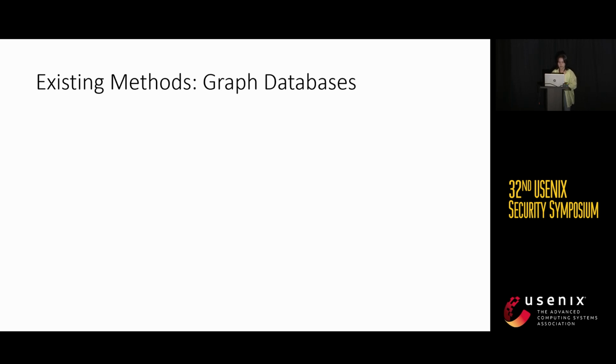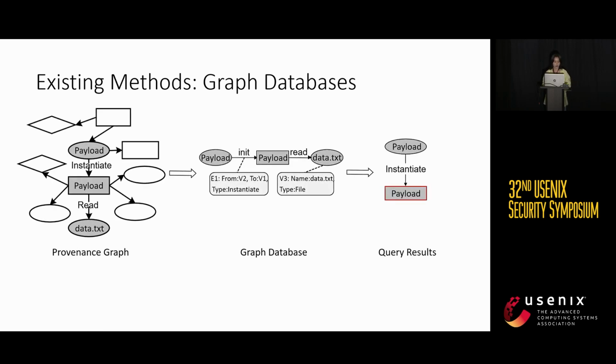Another kind of database is graph databases, which are more suitable for graph data storage. Given the provenance graph, the graph databases store the graph data itself as well as the graph structure. And when investigating the attack, the graph databases directly perform the investigation on the graph.